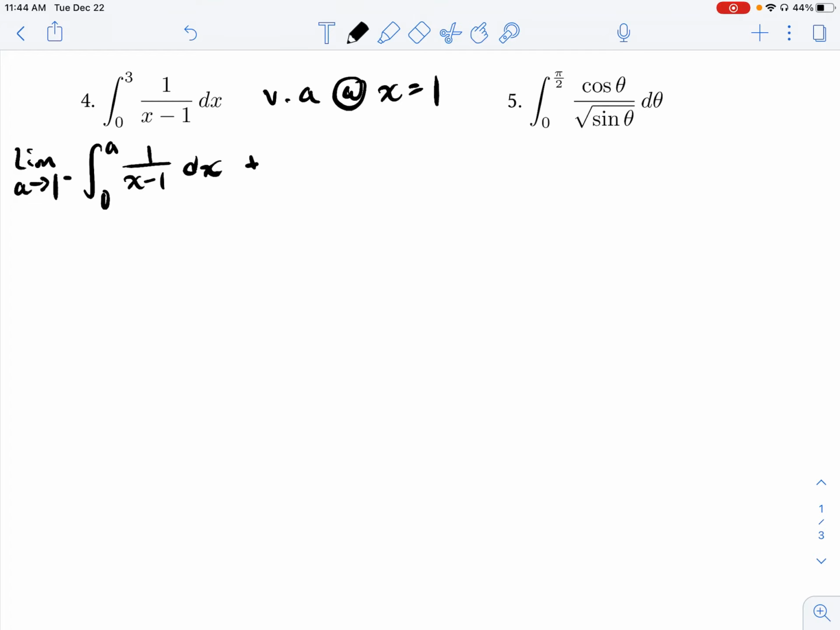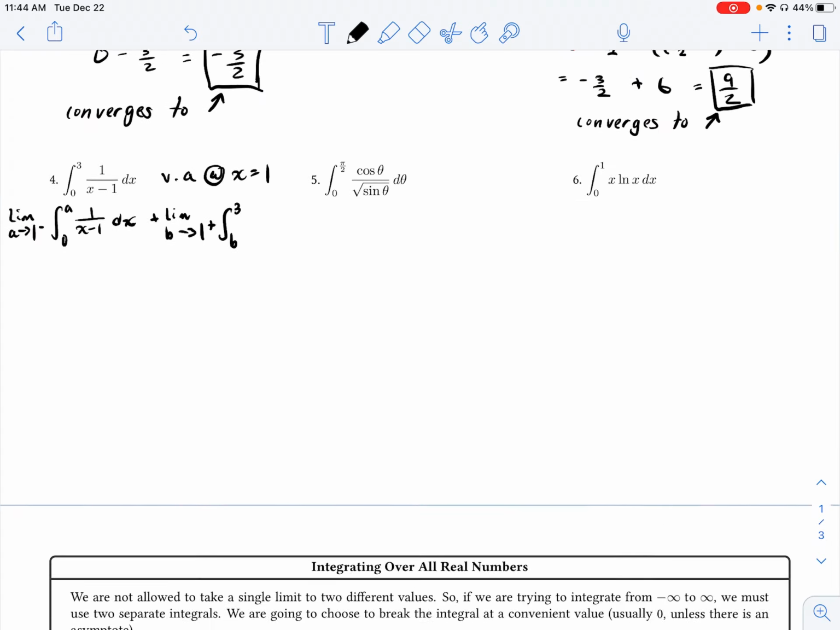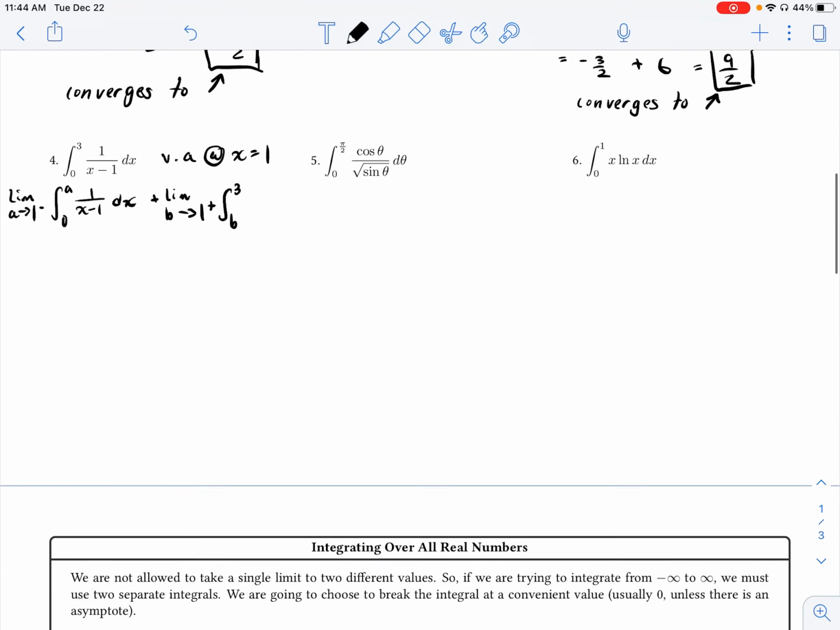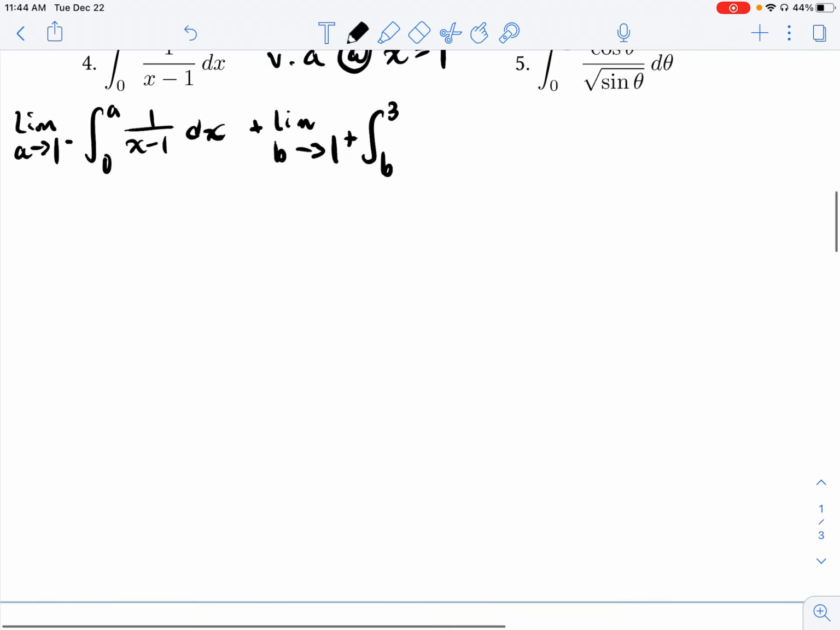Then we're going to set up our second one-sided limit as we approach, again, different variable, 1, our vertical asymptote, this time from the right side, from b to 3. Oh, I want to make sure I use my, oh, I did. Okay, just wanted to make sure. All right, 1 over x minus 1 dx.